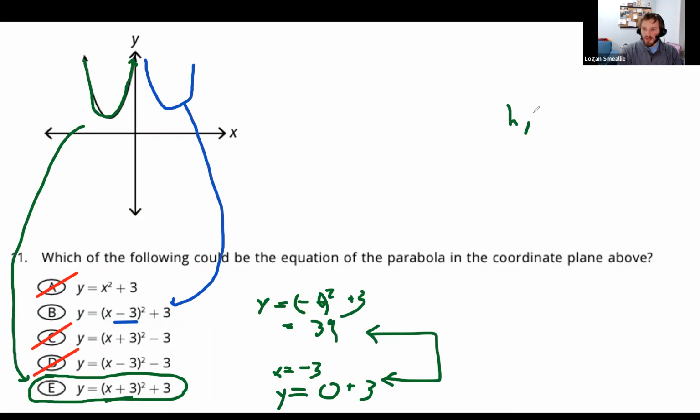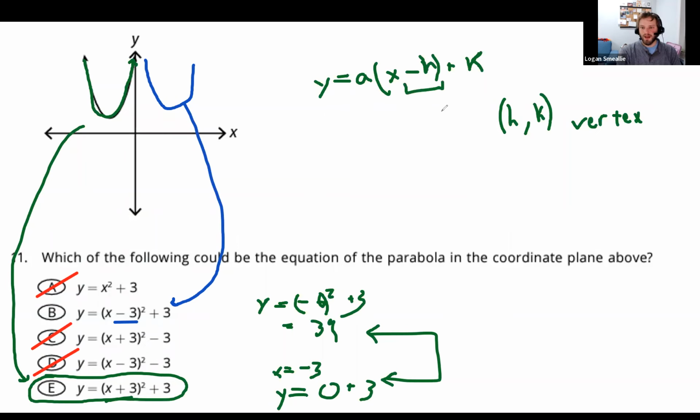And remember that HK is our vertex. But the equation is y equals the A that we don't see very often, x minus h plus k. I hate that h and k look so similar, not so good for this handwriting. And because of that minus, we get the sort of inversion there, where the h in the coordinate is actually the opposite sign of the one that it looks like in the problem. So E is our answer.